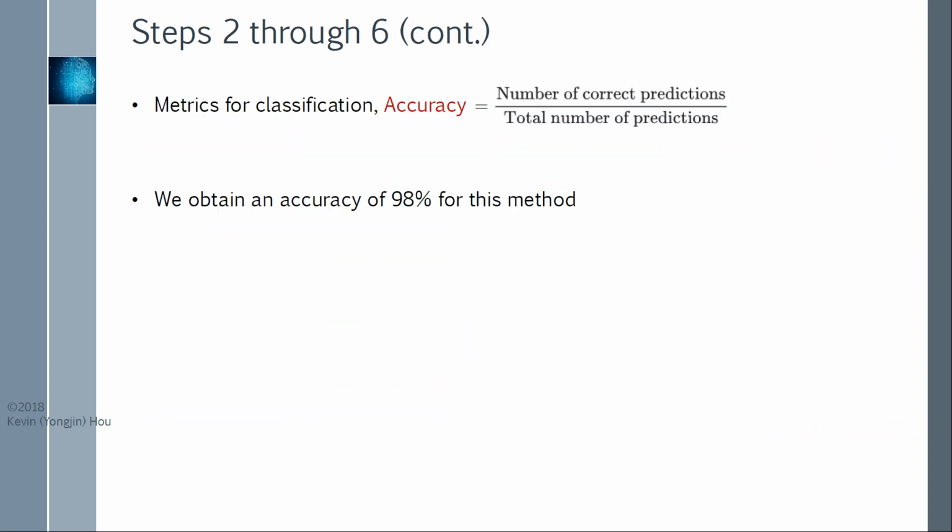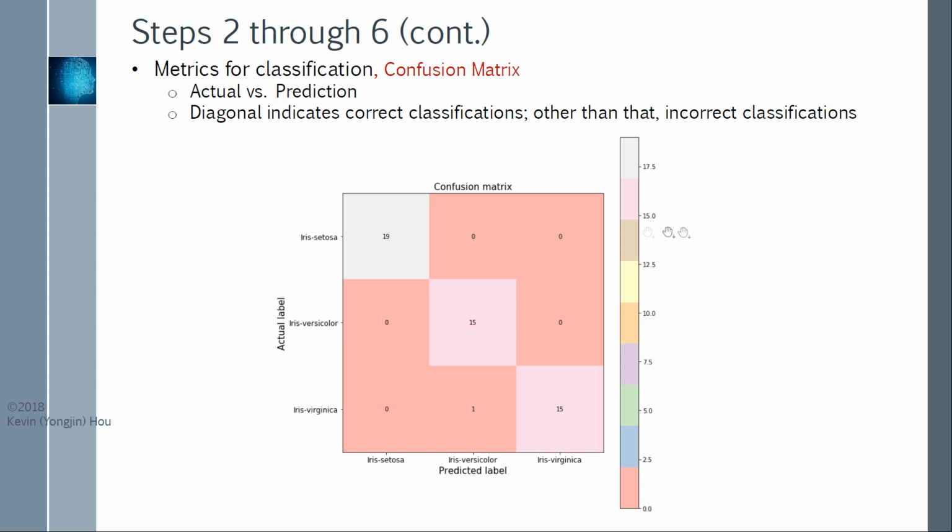All right. If we run the code we have seen before, we receive an accuracy of 98%. It's pretty high. Again, the accuracy is defined as the number of correct predictions versus the total number of predictions. And now we look at the confusion matrix.